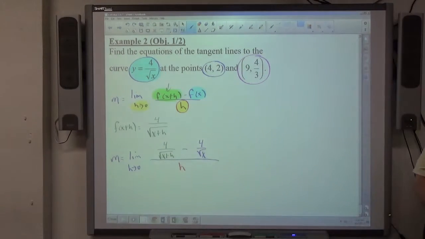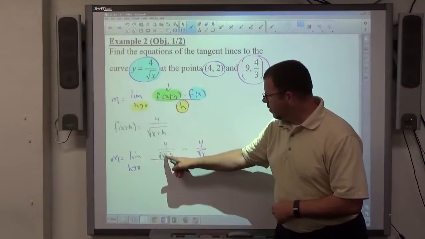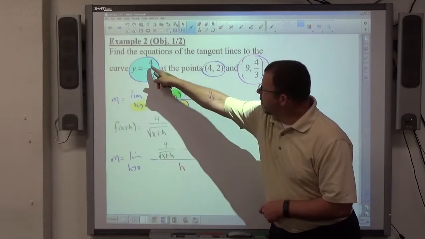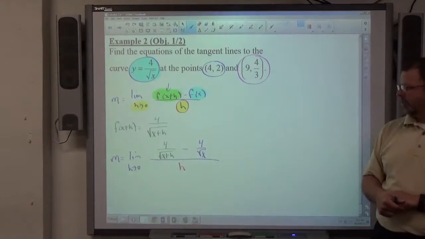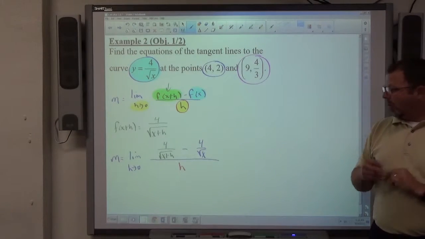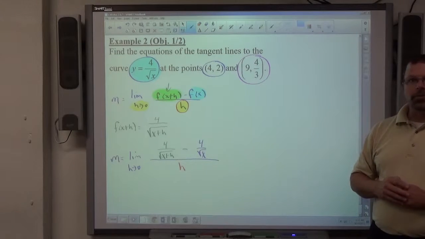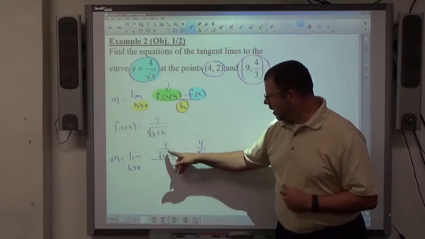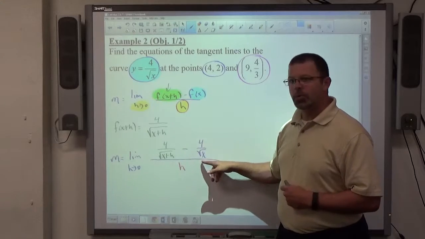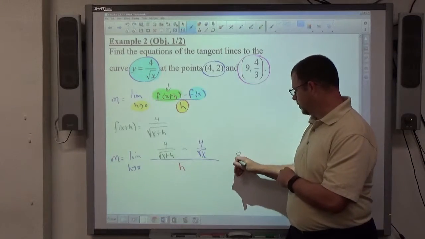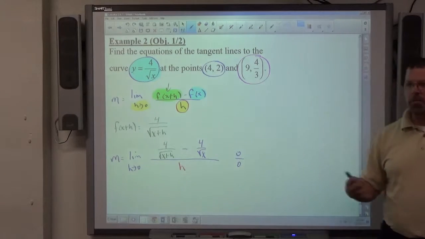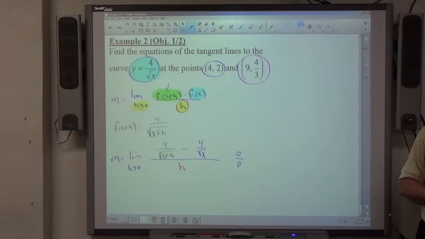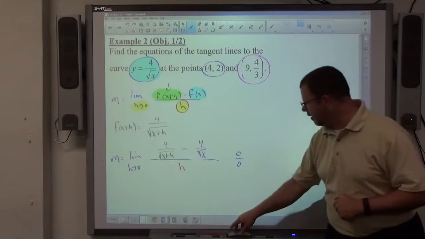So f of x plus h is 4 over the square root of x plus h. F of x is 4 over the square root of x, and all that goes over h on the bottom. Now, I cannot substitute 0 into that expression, because if I try to substitute in 0, I'm going to get 4 over the square root of x minus 4 over the square root of x, which is 0 over 0, which is indeterminate, which means some algebra is probably possible to make this into a nice expression that can be evaluated.